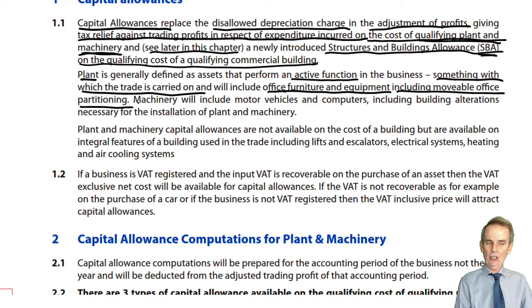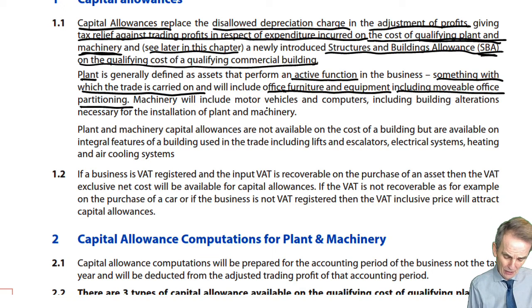But it illustrates here something with which the trade is carried on as compared to something in which the trade is carried on. So if it was fixed office partitioning there, that's a part of the property that therefore represents something in which the trade is carried on rather than with which the trade is carried on. Machinery will also include here motor vehicles.